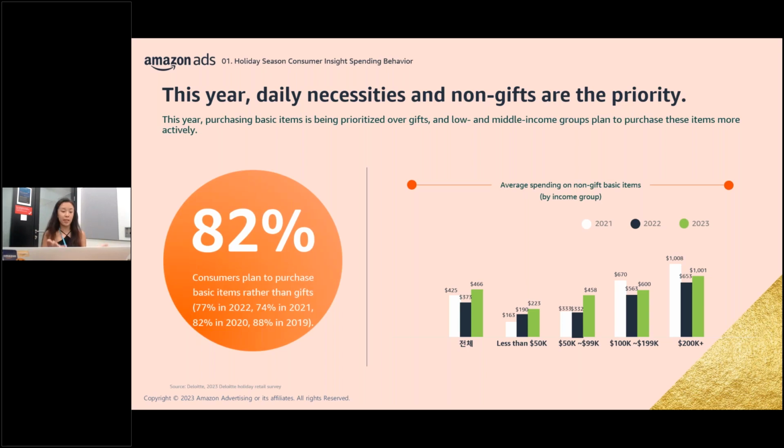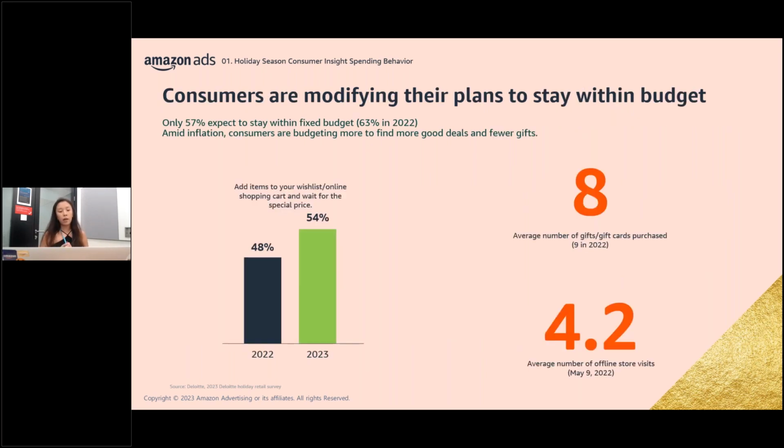Definitely, we will also see that consumers are modifying their plans when it comes to their budget. Consumers are actually budgeting more to find good deals and fewer gifts. So another insight we can try is cross-selling, to see if you can offer discounts for cross-selling products. And this ties into ads, right? You can cross-sell lower-priced items or less well-selling items, package them together with your best sellers, and sell them as a bundle in this Q4 season, again to encourage spending in the Q4 period.